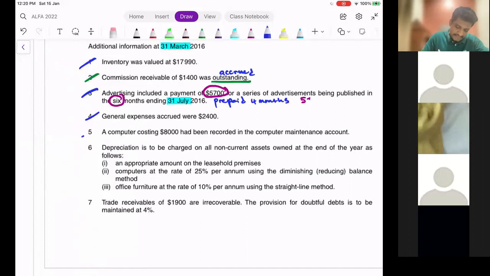After that, we have another one. I think this is the correction of error. This is the error. A computer costing 8,000 had been recorded in the computer maintenance account. It's a mistake. By mistake, they recorded this. So we do the correction.